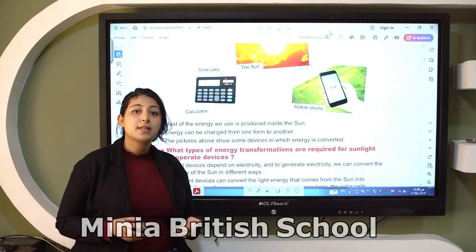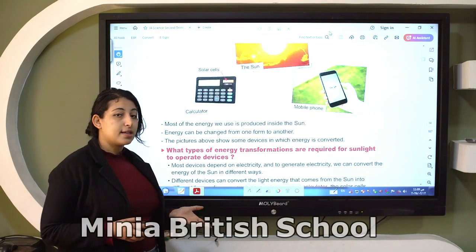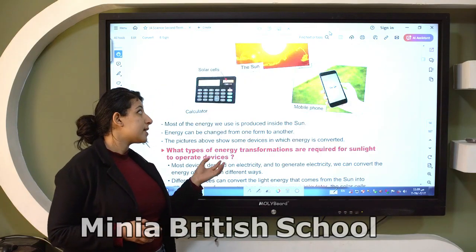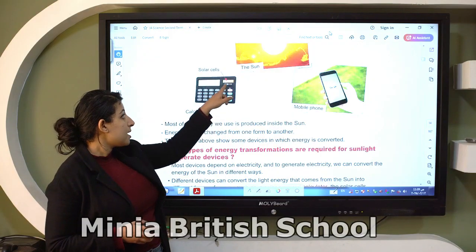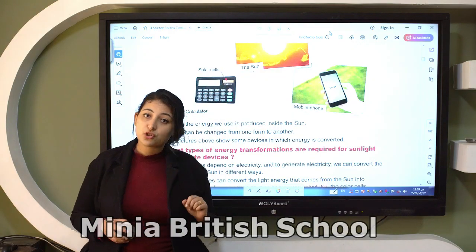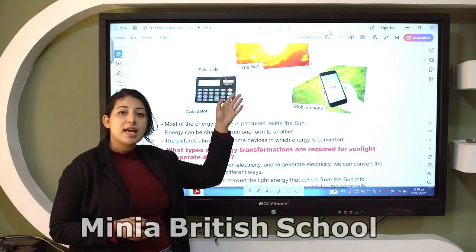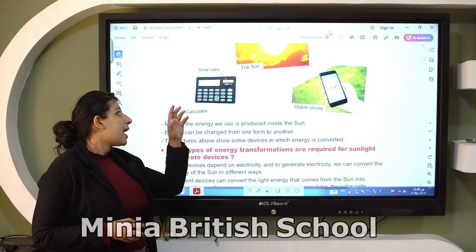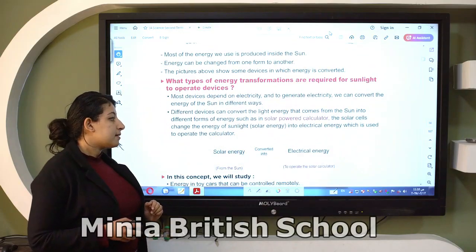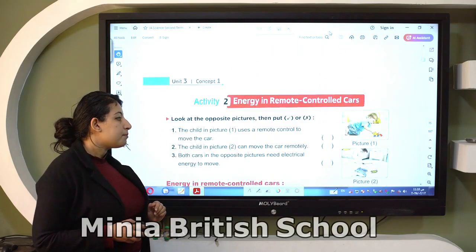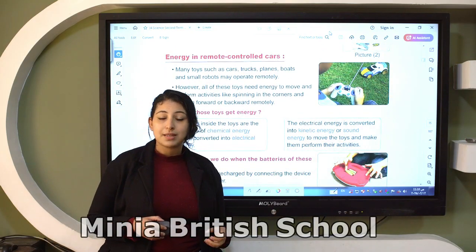Let's draw an energy chain for each device. When I ask you, this calculator is working by what? This calculator has a solar panel or solar cell. This solar cell, as you see, is charged by solar energy, and this solar panel can change the solar energy into electric energy directly, and the calculator can be operated. Okay, but we can also use batteries, and you know from the first term that batteries store chemical energy inside.